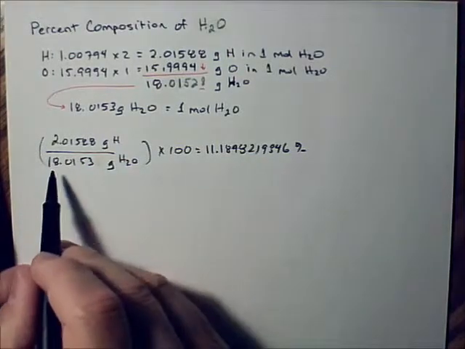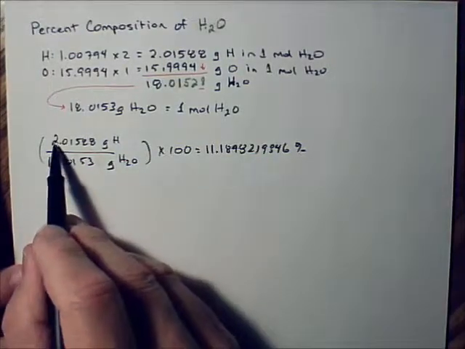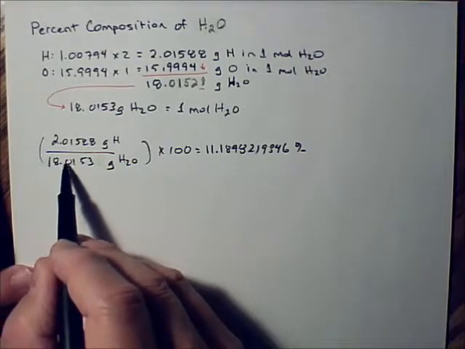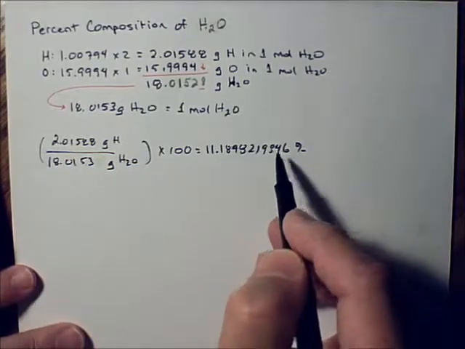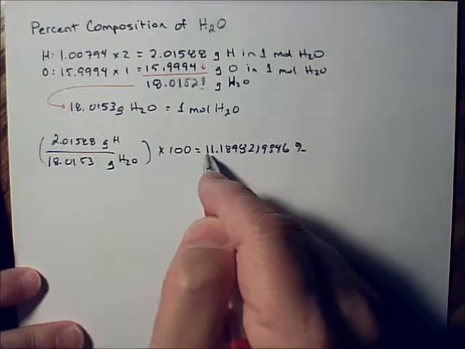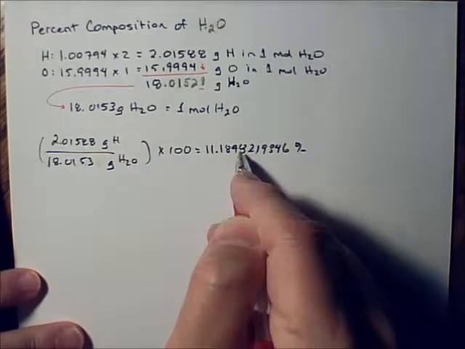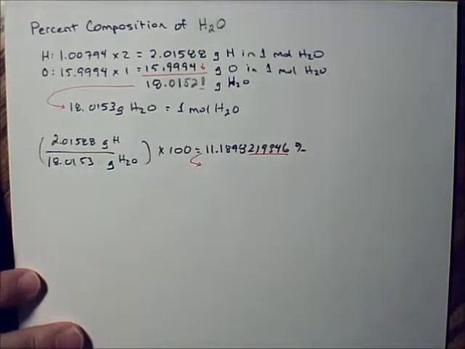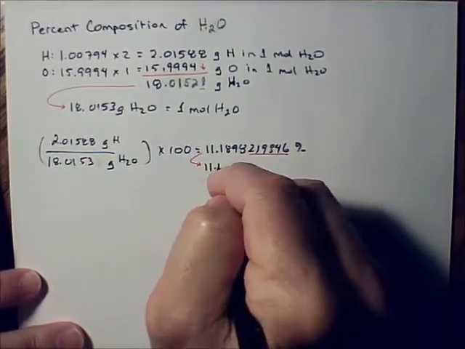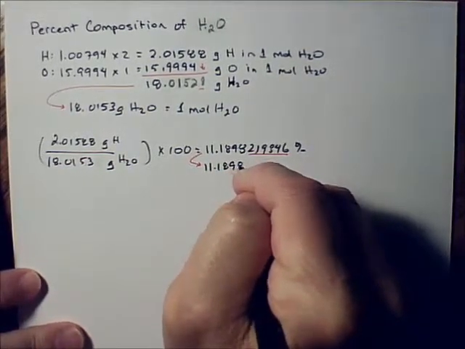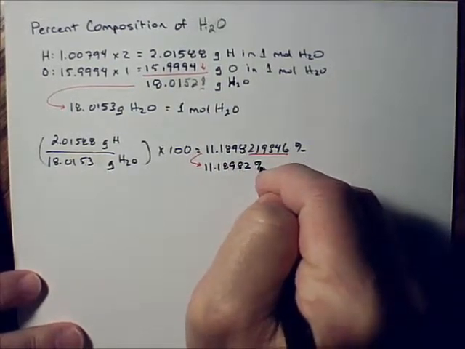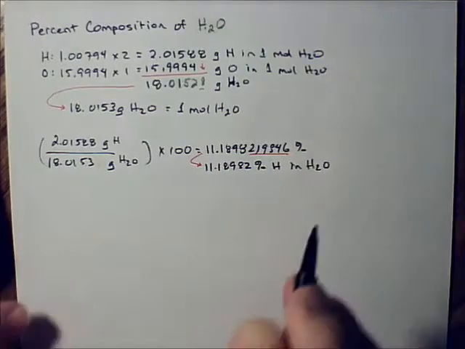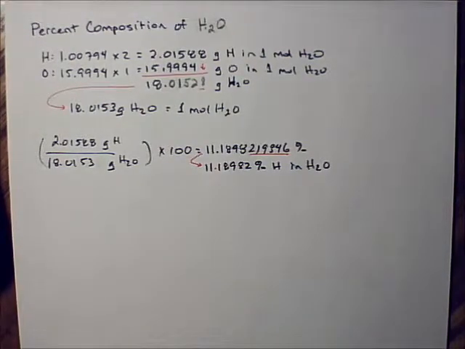So that's the percent. We want to find our significant digits. This number has 1, 2, 3, 4, 5, 6 digits. This one has 1, 2, 3, 4, 5, 6. We want 6 digits here, so everything after that gets rounded off. And we round that to 11.18982% hydrogen in water, or in 1 mole of water.